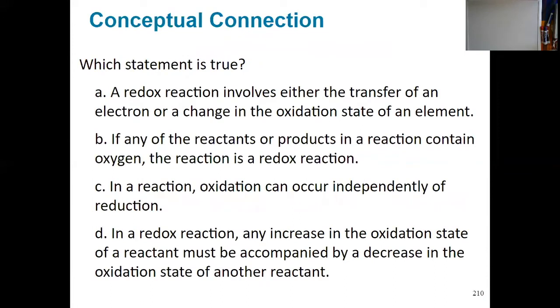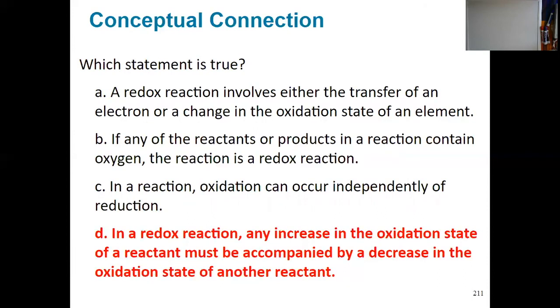Okay, so take a second to look at this. Which statement is true? Okay, so out of all of these, this is one that makes sense. In a redox reaction, any increase in the oxidation state of a reactant must be accompanied by a decrease in the oxidation state of another reactant. Because if electrons are being lost by one thing, they have to be being gained by another thing. Okay?